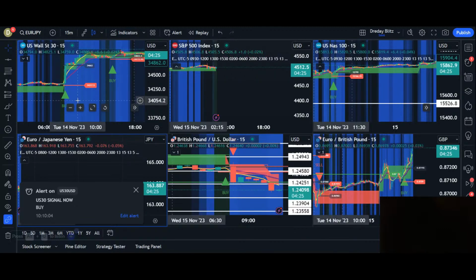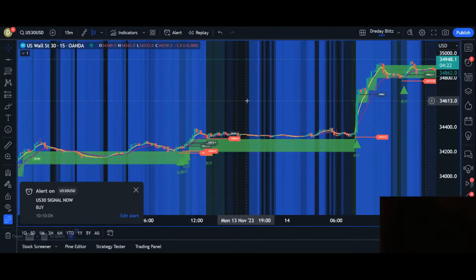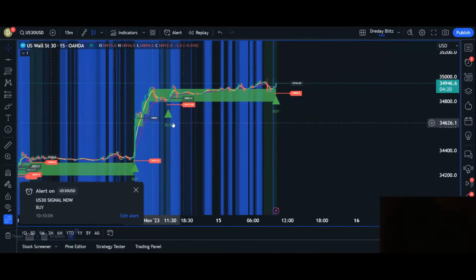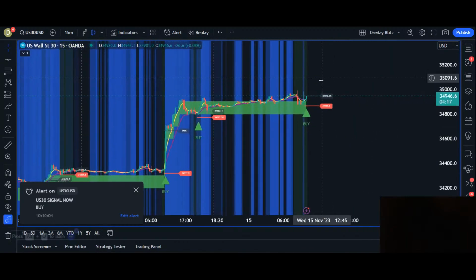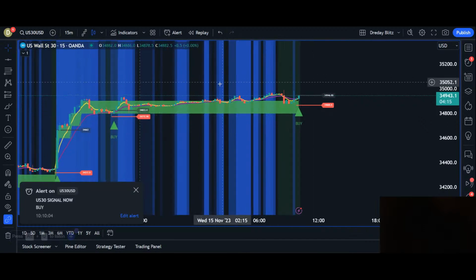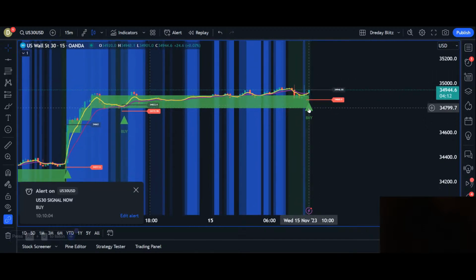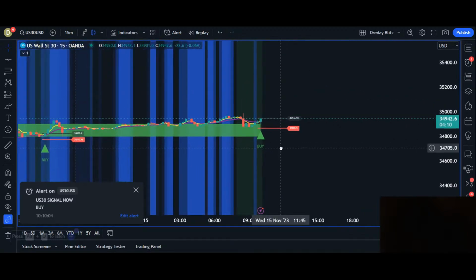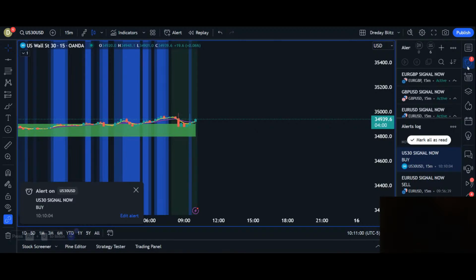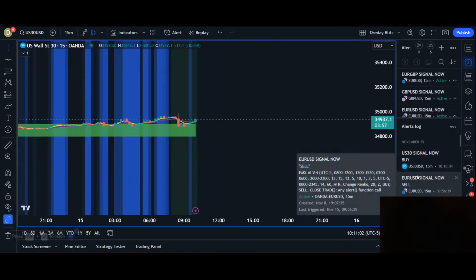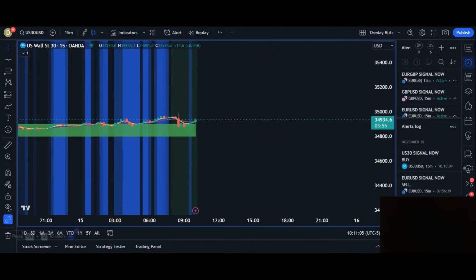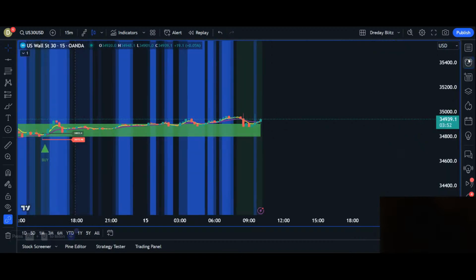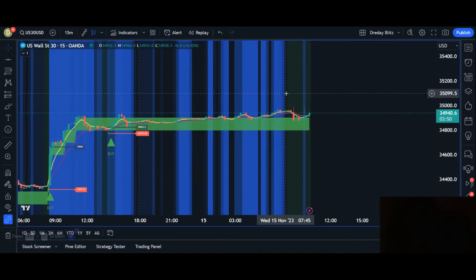So let's look at the US 30. So we had a buy signal here. Okay, so this is a live trade. So the buy signal came in at, let me pull up the alert log. So it came in at 10:10. So 10:10 my time. So right now. Okay.